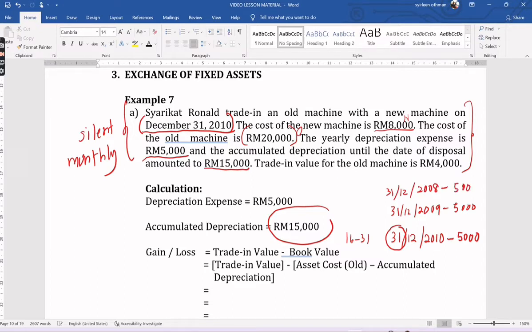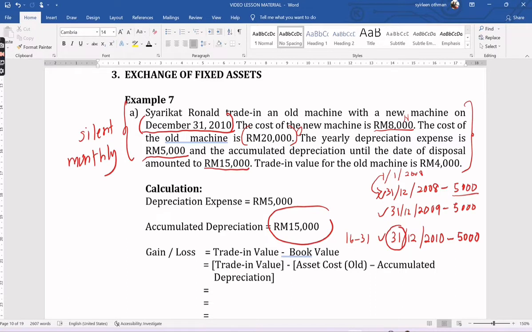Ini ialah closing date, yang saya letak di sini ialah closing date. So bila sebenarnya dia beli, so kalau kita nak dapatkan one full year of depreciation, that means sebenarnya tarikh dia beli ialah 1 hari bulan 1 2008. Sebab tu bila bawa ke 31st of December 2018, it's a full month of 12 upon 12, that means the depreciation is 5,000. Okay, alright.